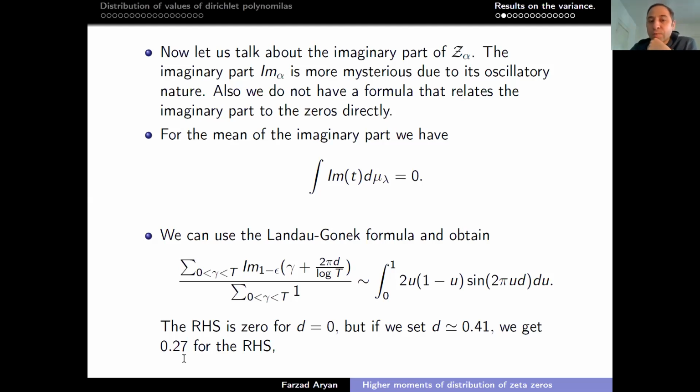The Landau-Gonek formula would be for 1 minus epsilon. You cannot use the Landau-Gonek formula to estimate the imaginary part of Z2, when alpha is equal to 2. If you could, I think one of the easiest ways to disprove the Riemann hypothesis would be to look at Z2 and average it over zeros. That would do the job.